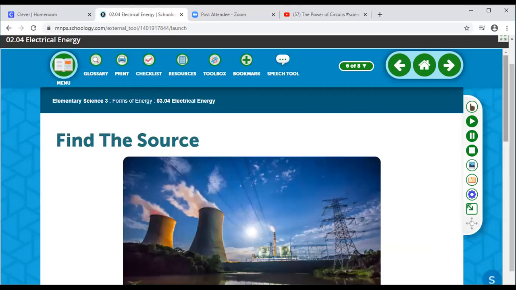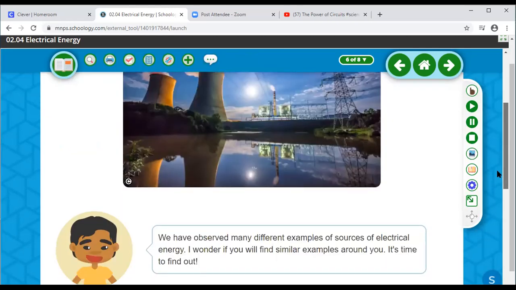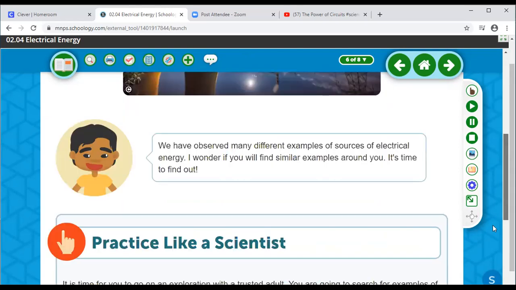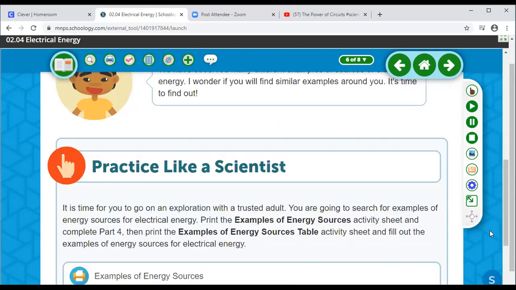Find the source. We have observed many different examples of sources of electrical energy. I wonder if you will find similar examples around you. It's time to find out. Practice like a scientist. It is time for you to go into exploration with a trusted adult. And this is something that you can do around your house. You're going to search for examples of energy sources for electrical energy.